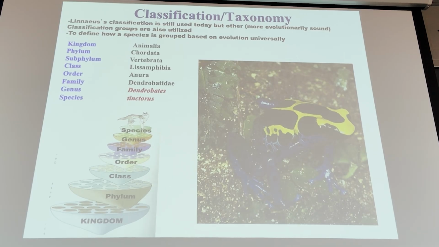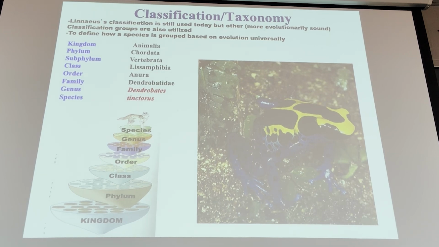This is a dart frog, and you can see here's its unique name. Dendrobates is the genus it sits in. Tinctorius is the species name. You can see the genus is capitalized, the species is lowercase, and these two are italicized. Now, every genus fits into a family. So you can see here's the specific species, and every species fits into a genus, right?